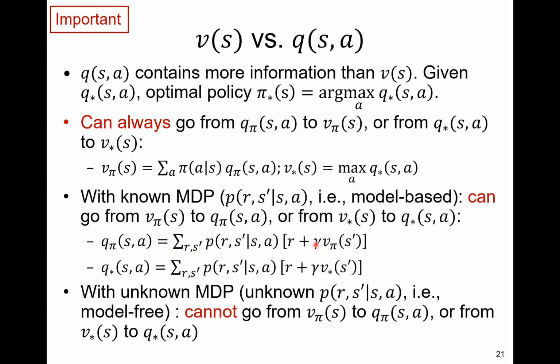So you get the reward, and you take expectation over all the possible next states s'. And also you can go from V* to Q* by this equation. So you take expectation over all the possible next states.